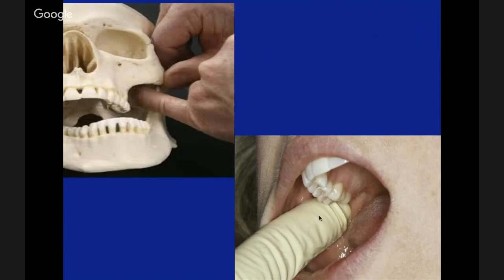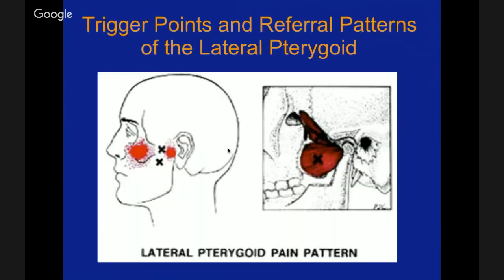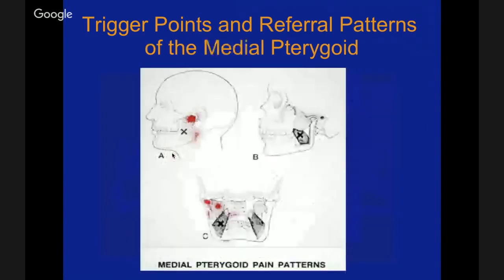And then this is just showing sort of what that looks like. And if you've ever had this done or do this to a patient, this is what they look like, because it's painful. And then for the trigger points for the lateral pterygoid, again, more specific than the medial pterygoid, over the zygomatic bone and then anterior to the tragus. And then for the medial pterygoid, more in front of the ear is where those trigger point patterns are going to.